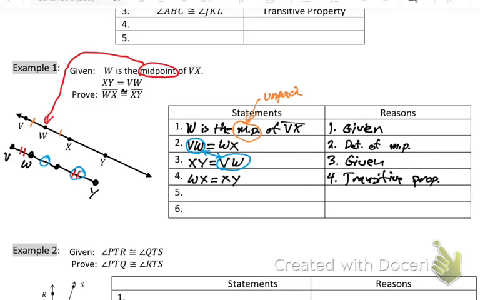Now, a lot of us will be done here. We'll go, oh, I have WX equals XY. But Patrick brought something up. He said, what about the congruent symbol? Do you see how this has a congruent symbol? And currently I don't have that congruent symbol. My answer has to match this. So I need to now rewrite this as WX is congruent to XY.